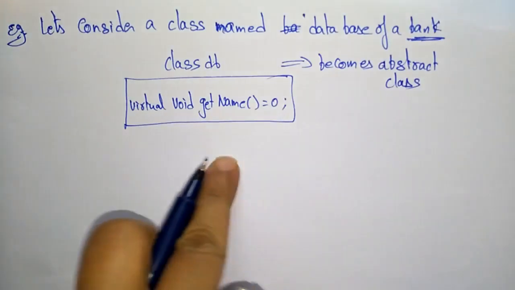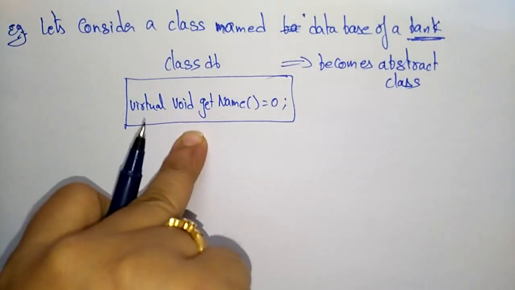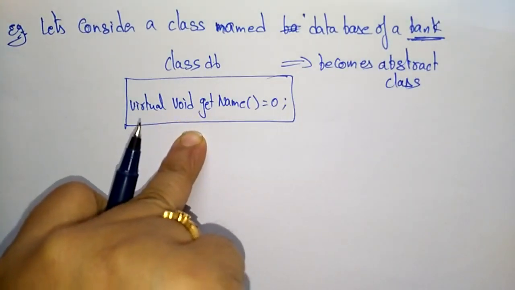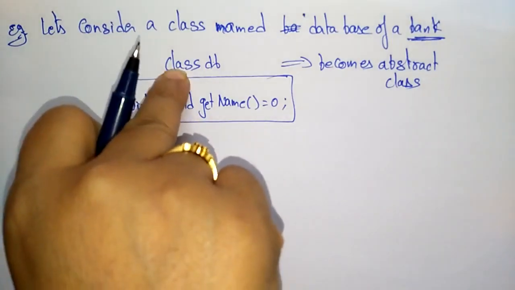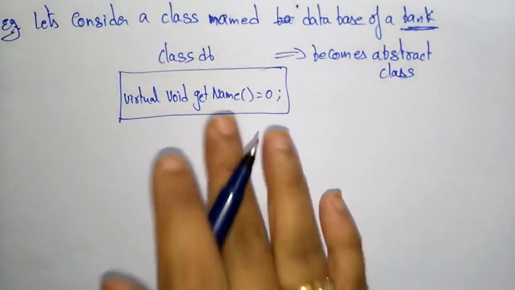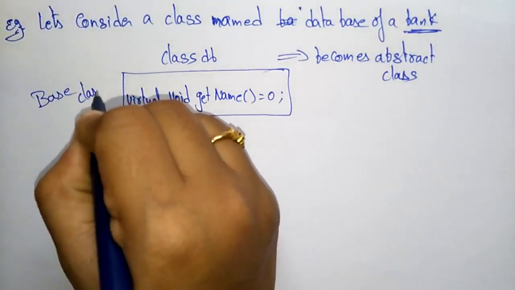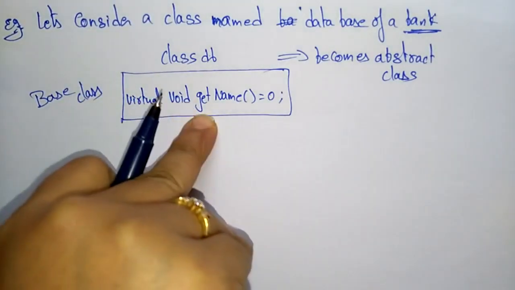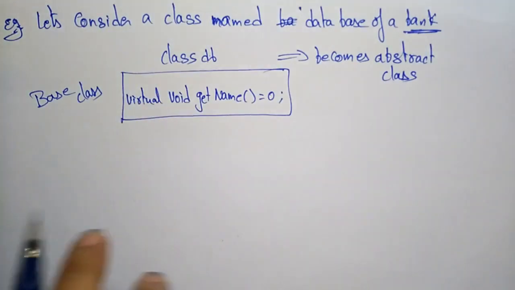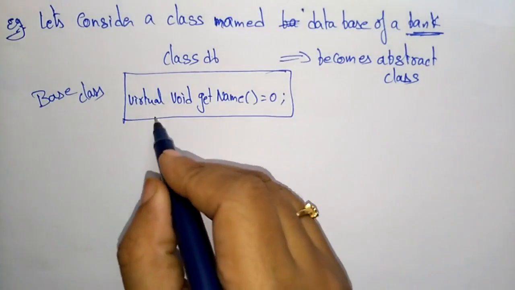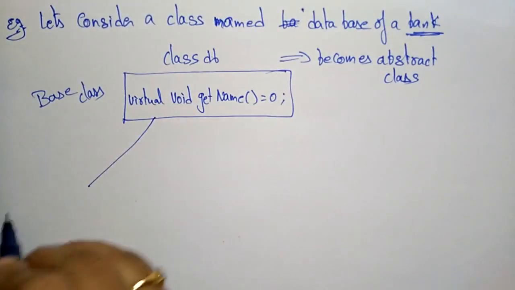Do you understand why it becomes an abstract class? Because it contains a pure virtual function. If a pure virtual function is there, then it is an abstract class. So this is the base class. This is a common function which is useful for every derived class. Now I am writing the derived classes.